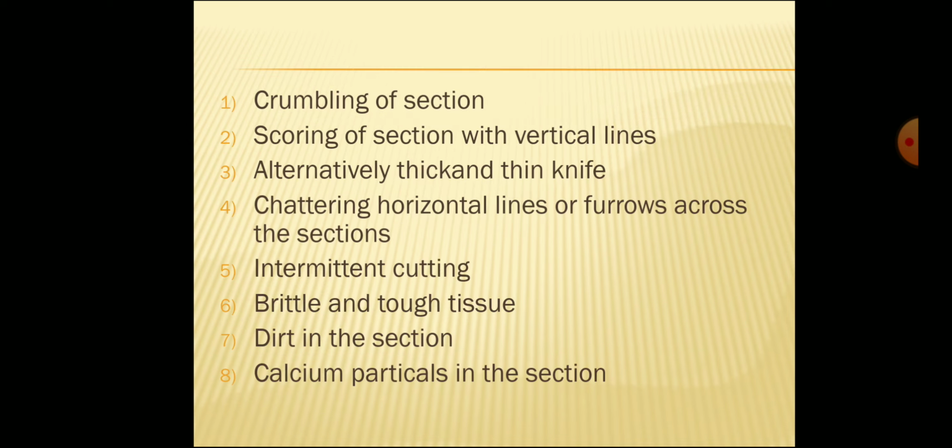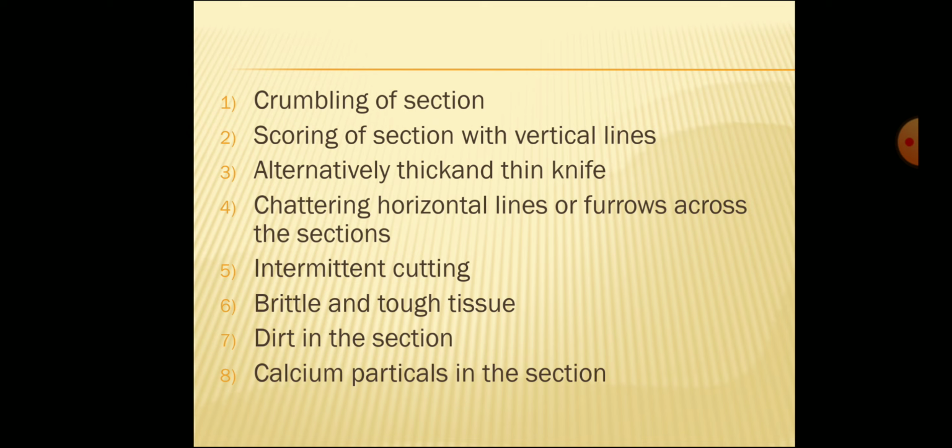The first problem is the crumbling of the section. The section becomes crumbled due to inadequate impregnation. During impregnation, alcohol is used. If the alcohol is not completely removed, then crumbling of the section takes place. So it is necessary to remove all alcoholic elements from the block or from the tissues. We remove the problem of crumbling of the section in this step.